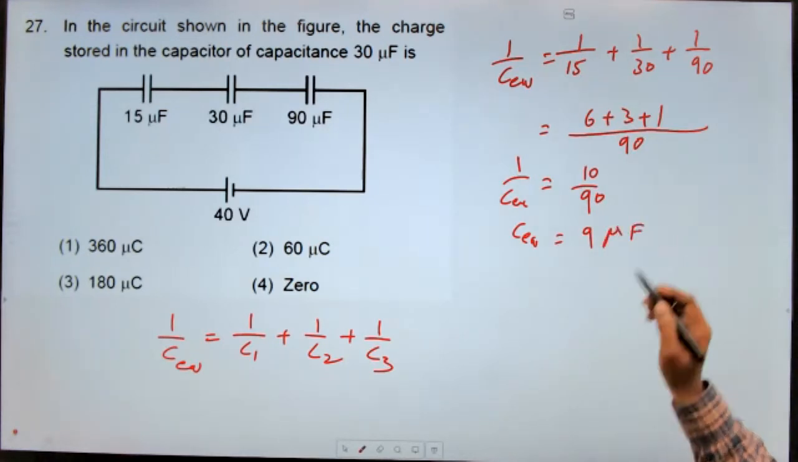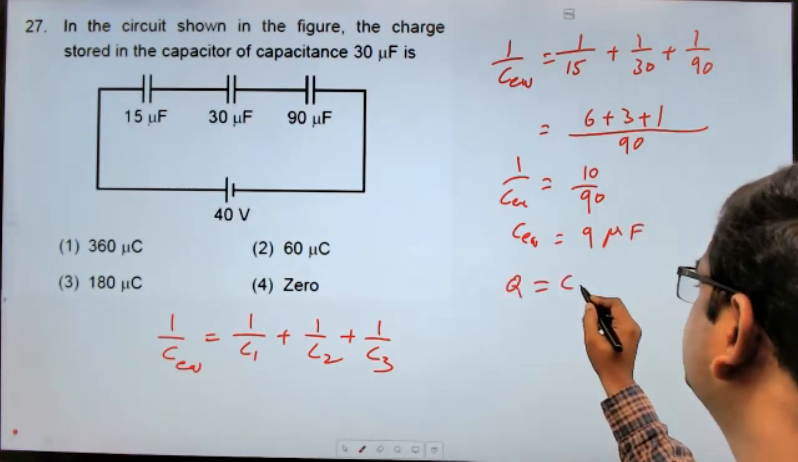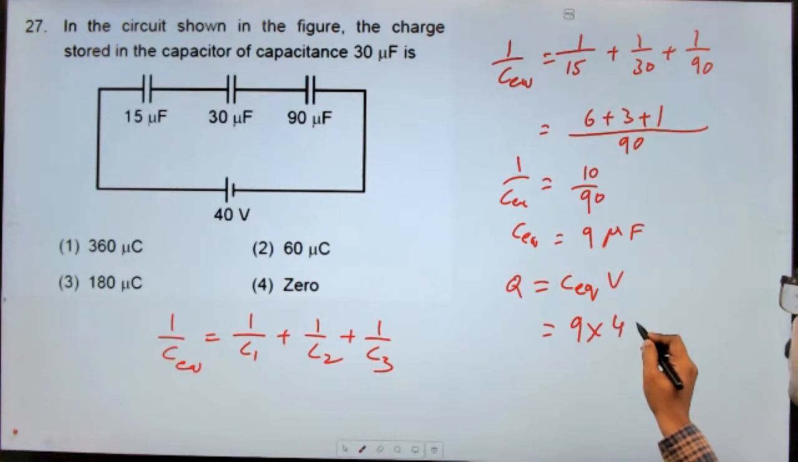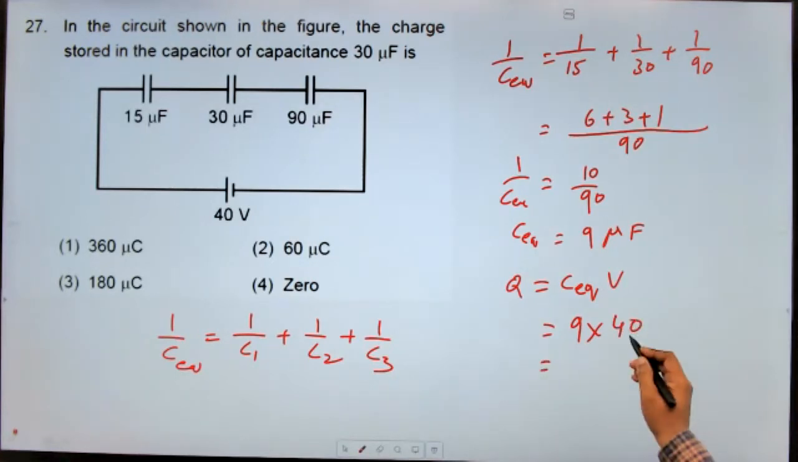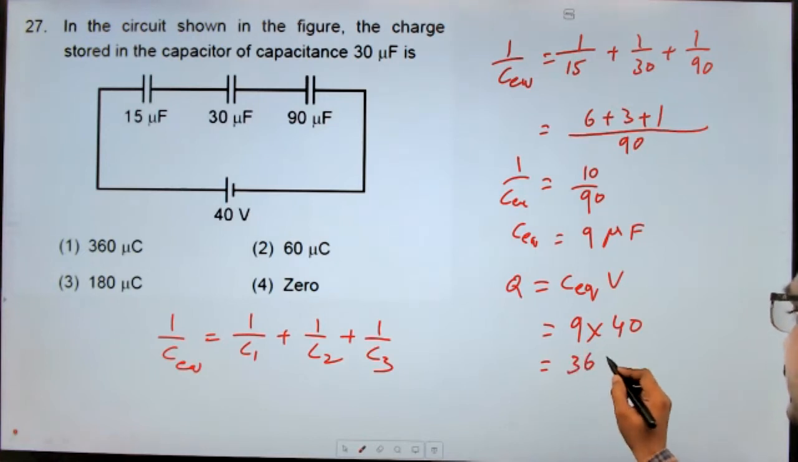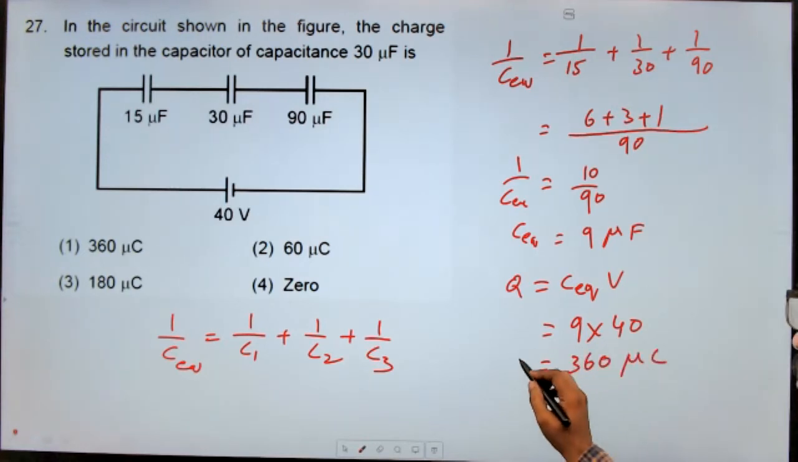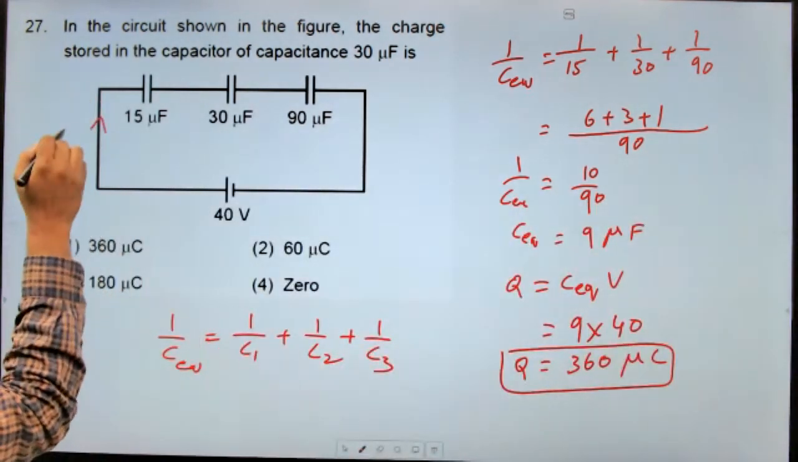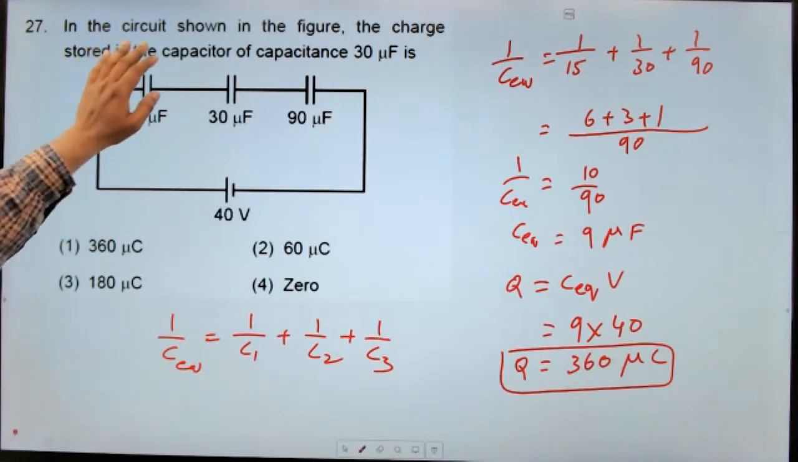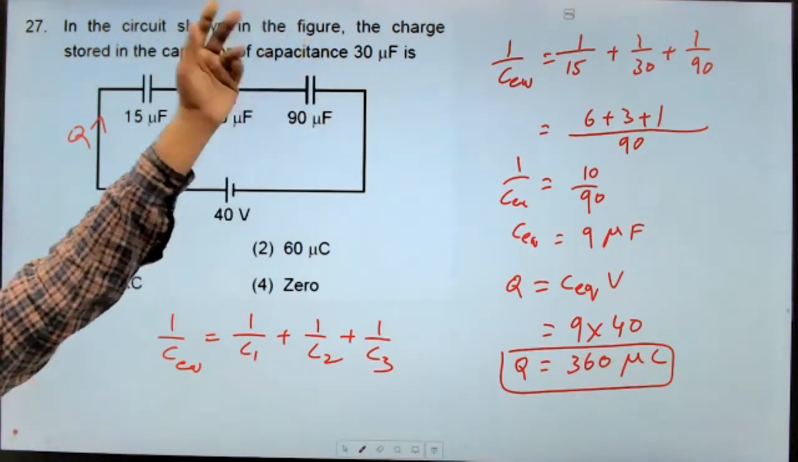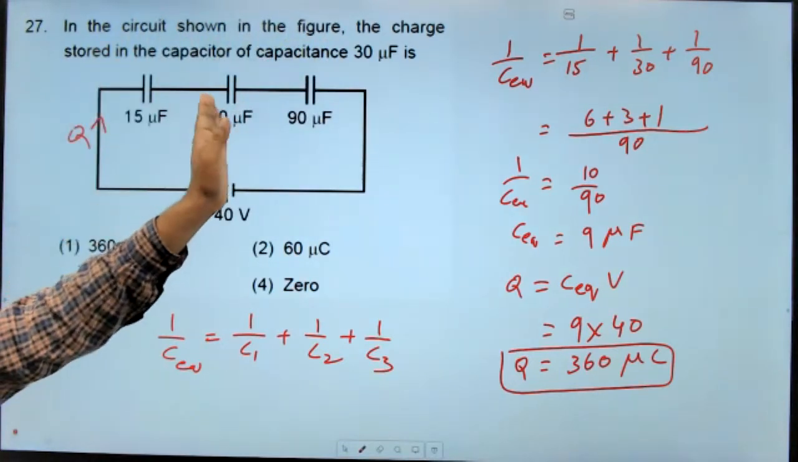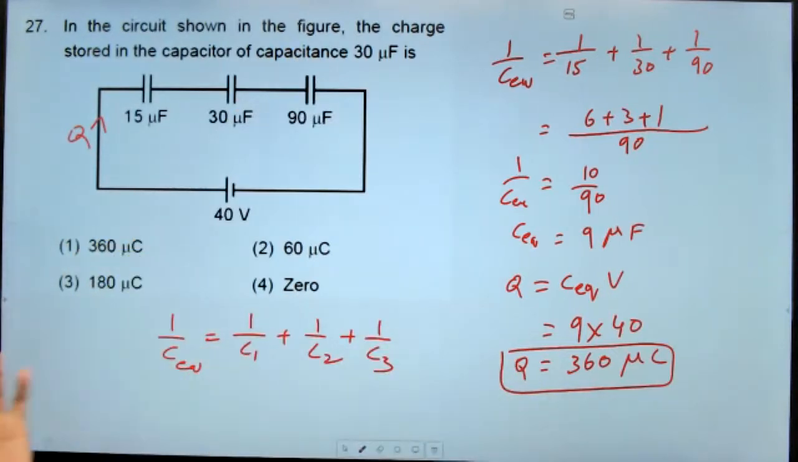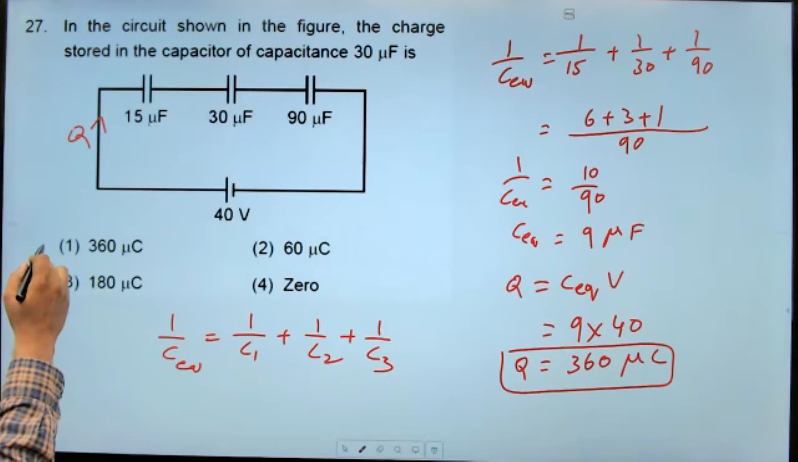microfarad. So charge Q equal to C equivalent into V. So C equivalent is 9, potential is 40. So how much is it? 360 microcoulomb. This is the answer. So why am I taking the same charge? Because all these are in series, so charge on first capacitor equal to charge on second one equal to charge on third one. Whether it is the 15 microfarad, 30 microfarad or 90 microfarad capacitor, the charge is the same, since they are in series. So go with the first option.